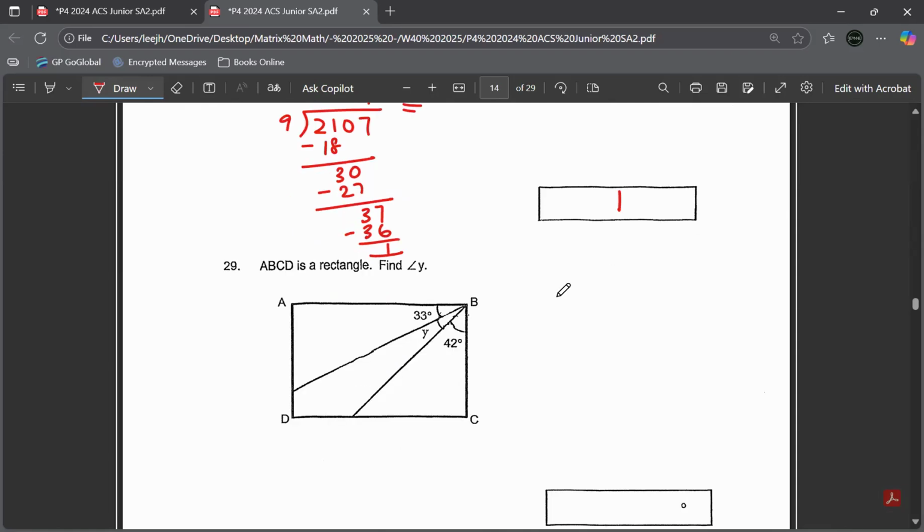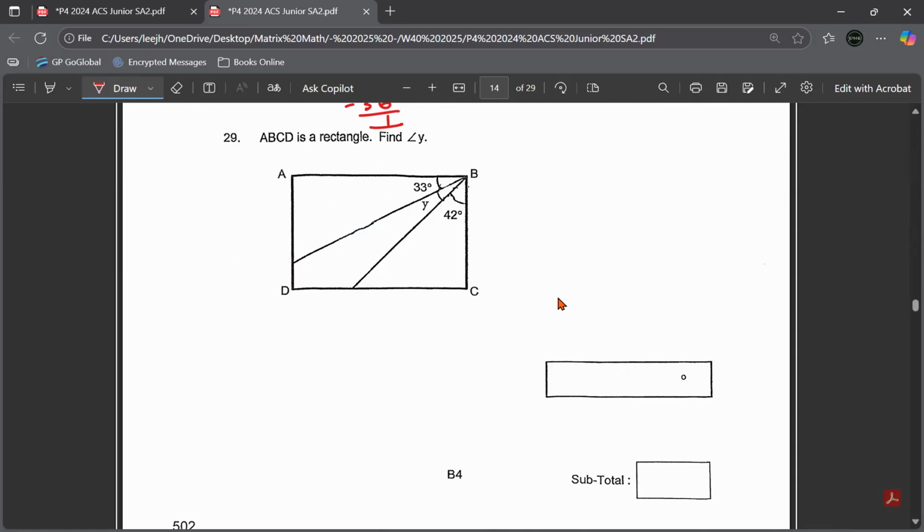Okay. Question 29. ABCD is a rectangle, find angle Y. So angle Y is this one down here. You know this is 90 degrees. You have 33 and 42. So just subtract them. So 90 minus 33 minus 42. When you get the answer, it should be 15 degrees, unless you calculate wrongly.